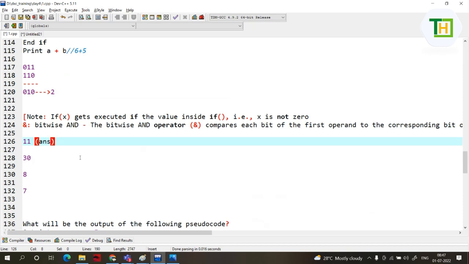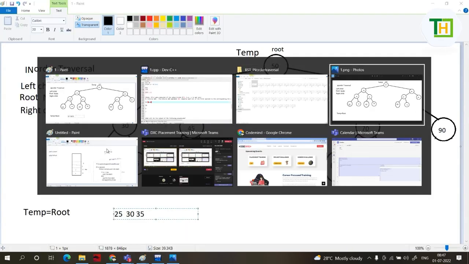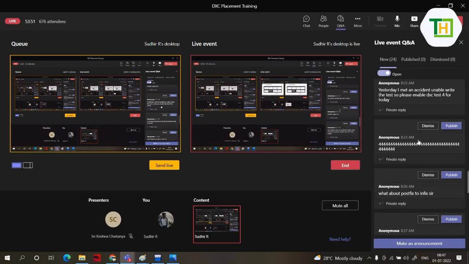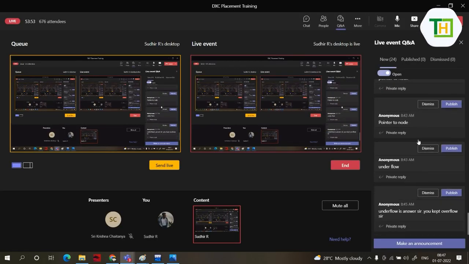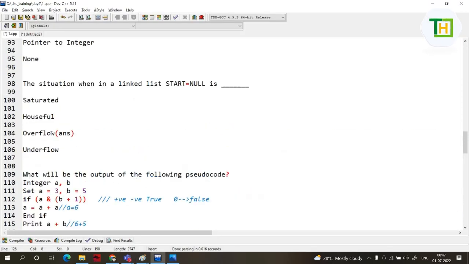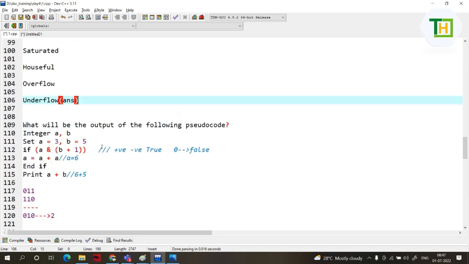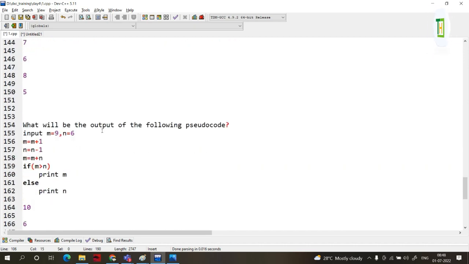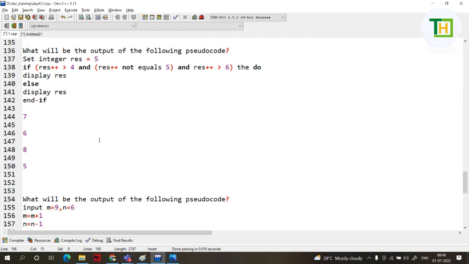Clear everyone? Okay. Wonderful. Wonderful is the answer. Okay, cool. In the same way, these two pseudocodes are going to work.